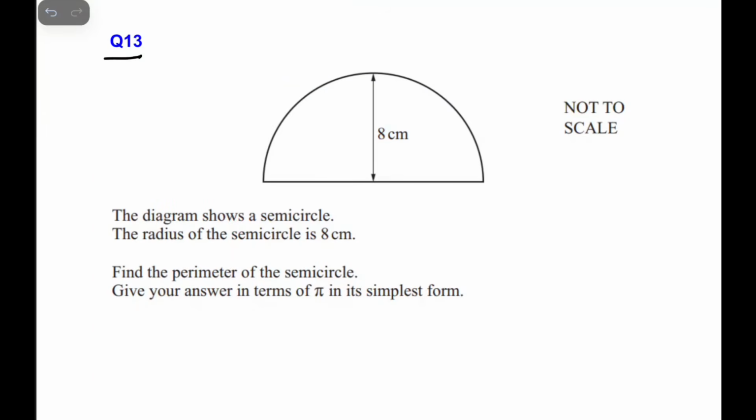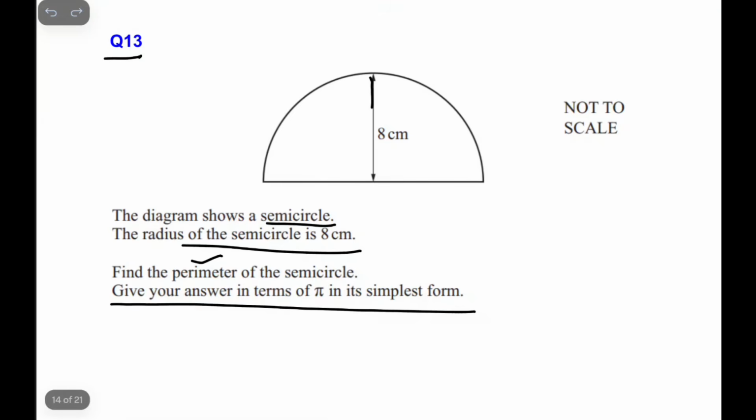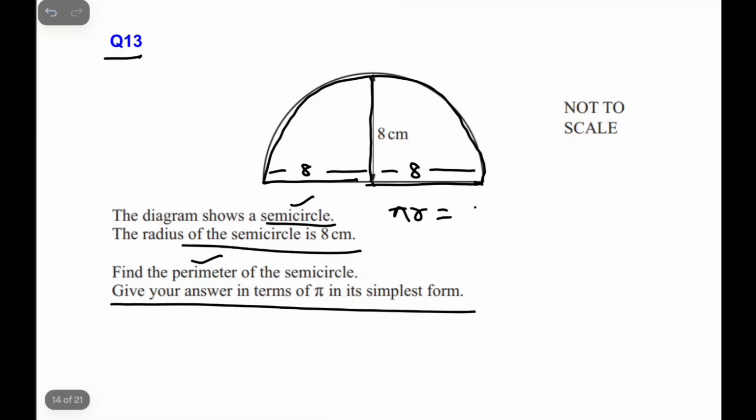Now question number 13, the diagram shows a semicircle and the radius of the semicircle is 8. We have to find the perimeter of the semicircle and give your answer in terms of pi in its simplest form. This is radius, this is given 8. So this will also be 8 because this is also radius. We need to find the perimeter. Circumference of a semicircle will be pi r, that is 8 pi. So the perimeter will be 8 pi plus 8 plus 8. So 16 plus 8 pi will be our answer.